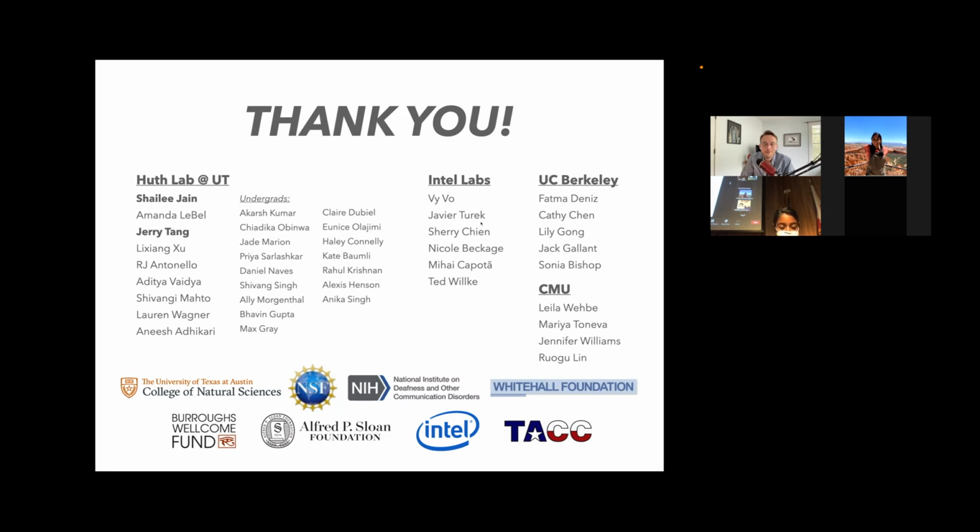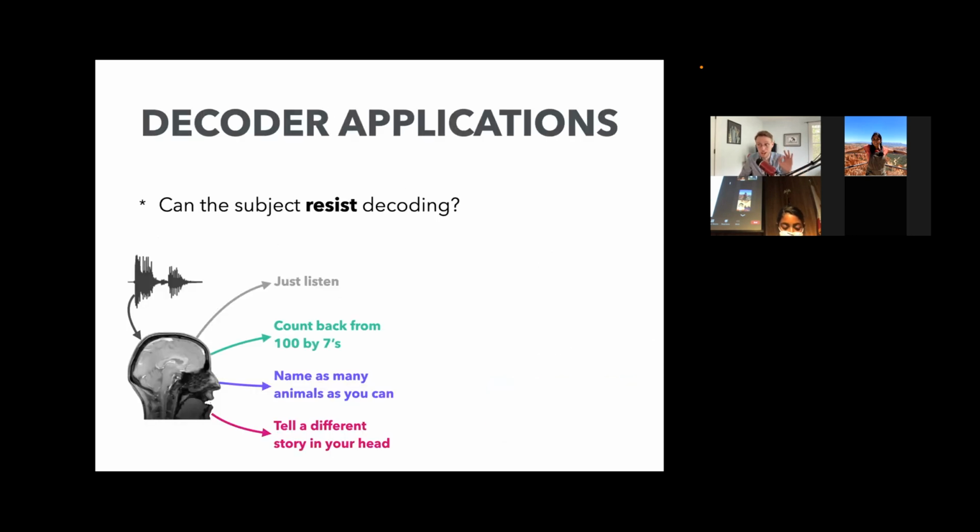For the example of resistant decoding, were you able to actually decode the alternative story that the person was thinking of? That's a great question. Okay, good. So the question was, for the resistance, were we actually able to decode the other thing, the thing that the subject was imagining? The answer is surprisingly no, not at all.